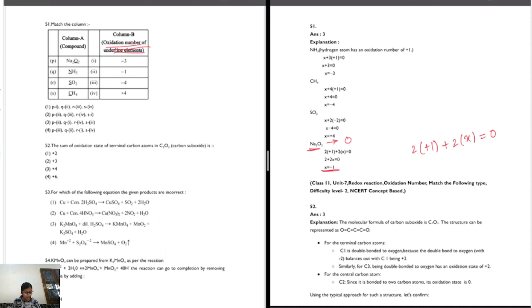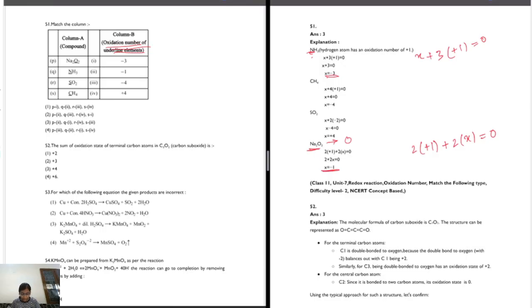In the next one, we have NH3. In this, the underlined element is N. Alright, so X will be N, and plus 3 because the number of atoms of hydrogen is 3. And then the oxidation number of hydrogen will be equal to plus 1 and then X would be equal to minus 3.